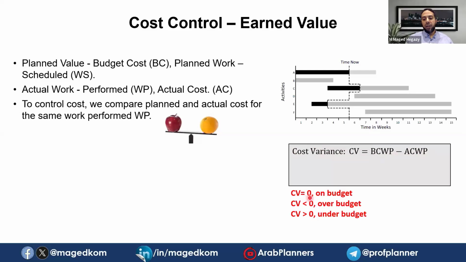So if we don't have cost variance, it means we are on budget. If this cost variance is negative, it means over budget. We are spending actual cost more than the planned, more than the budget. So we are here spending over budget and losing money. And if it is positive, it is under budget and the project is in a good situation.